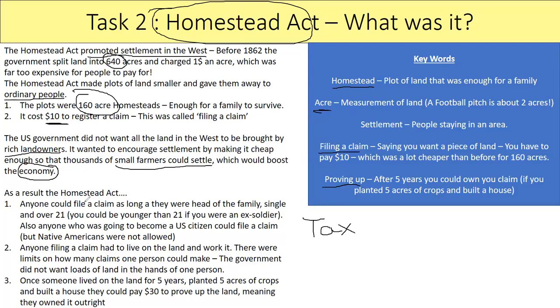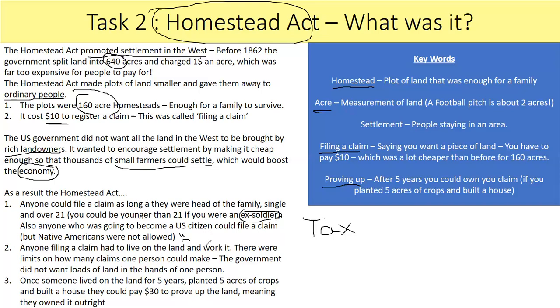So, as a result of the Homestead Act, some of the consequences: anyone could file a claim as long as they were head of the family, single, and over 21. If you were an ex-soldier, you could be younger than 21. Anyone who was going to become a US citizen could also file a claim, but unfortunately, Native Americans were not allowed. That's going to cause problems because of their nomadic lifestyle, their belief in land. It's going to cause conflict.